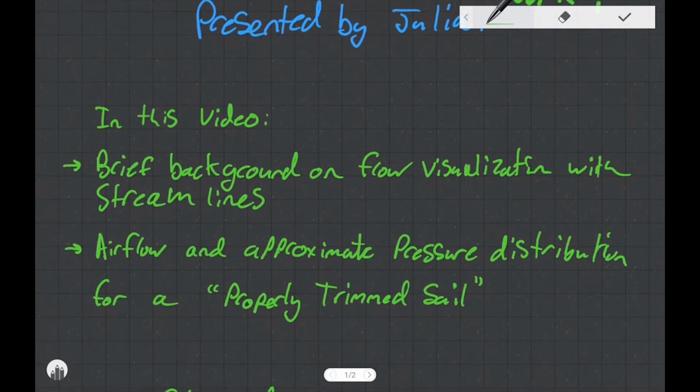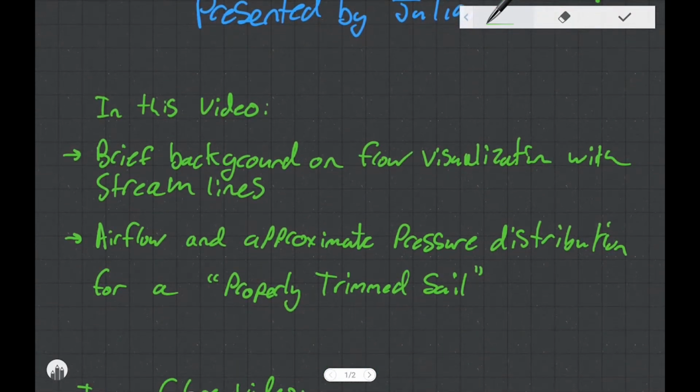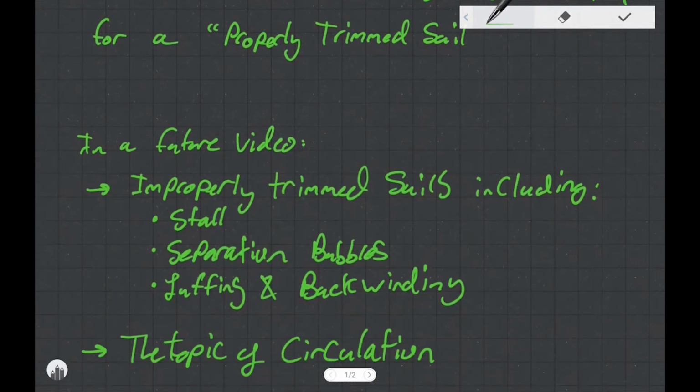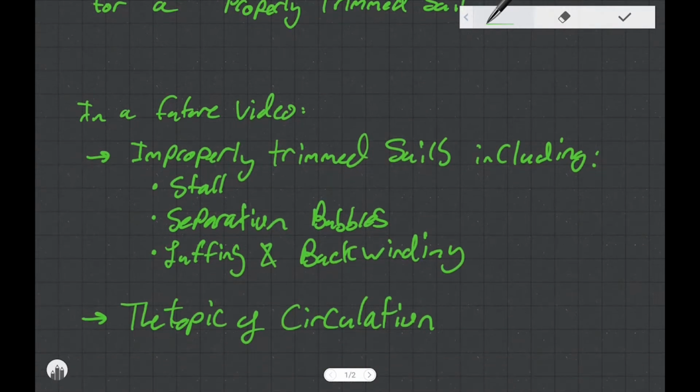Now, airflow and aerodynamics is a very big topic. And because I'm trying to keep these videos under 30 minutes, this video will only provide a brief background on flow visualizations with Streamlines, and then we'll move on to showing the airflow and approximate pressure distributions for a properly trimmed sail. In a future video, I intend to cover improperly trimmed sails, including stalled sails, separation bubbles, luffing, and backwinding. And in yet another video, I'm going to present to you the topic of circulation.